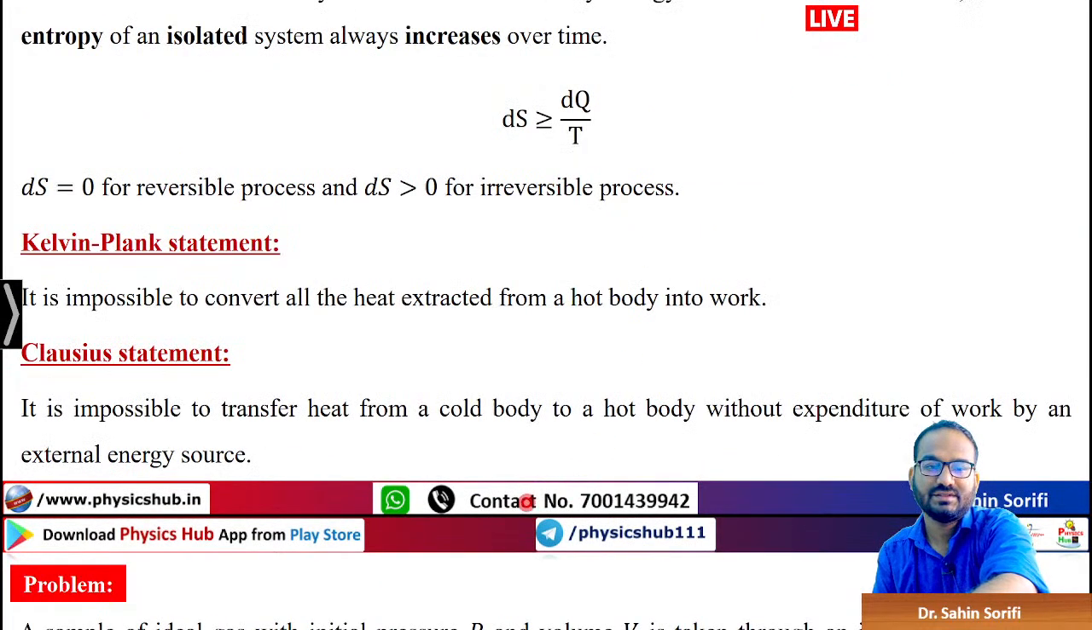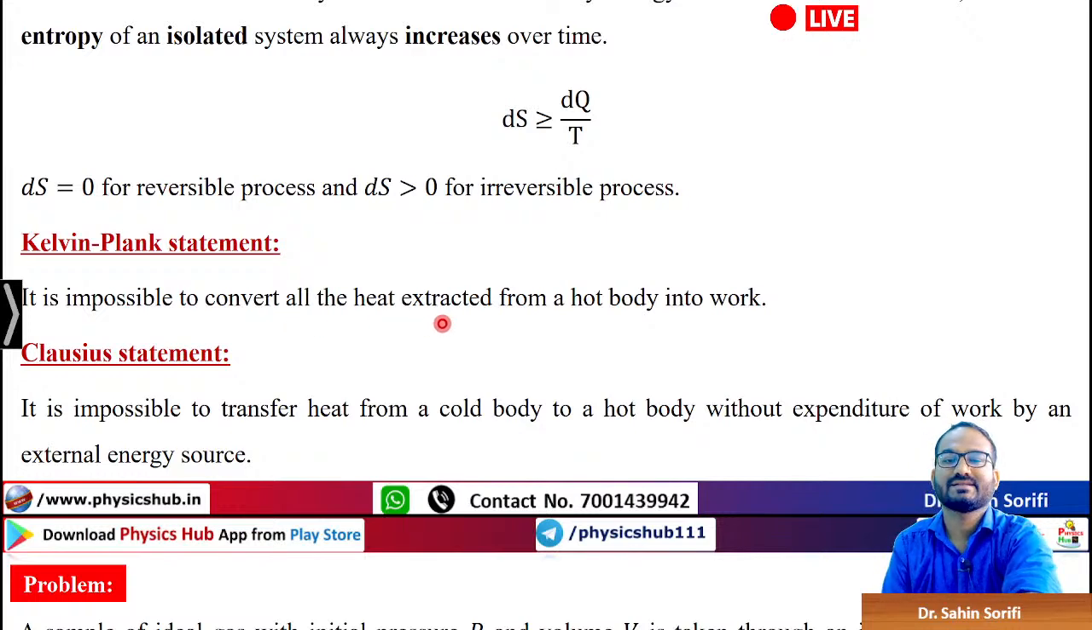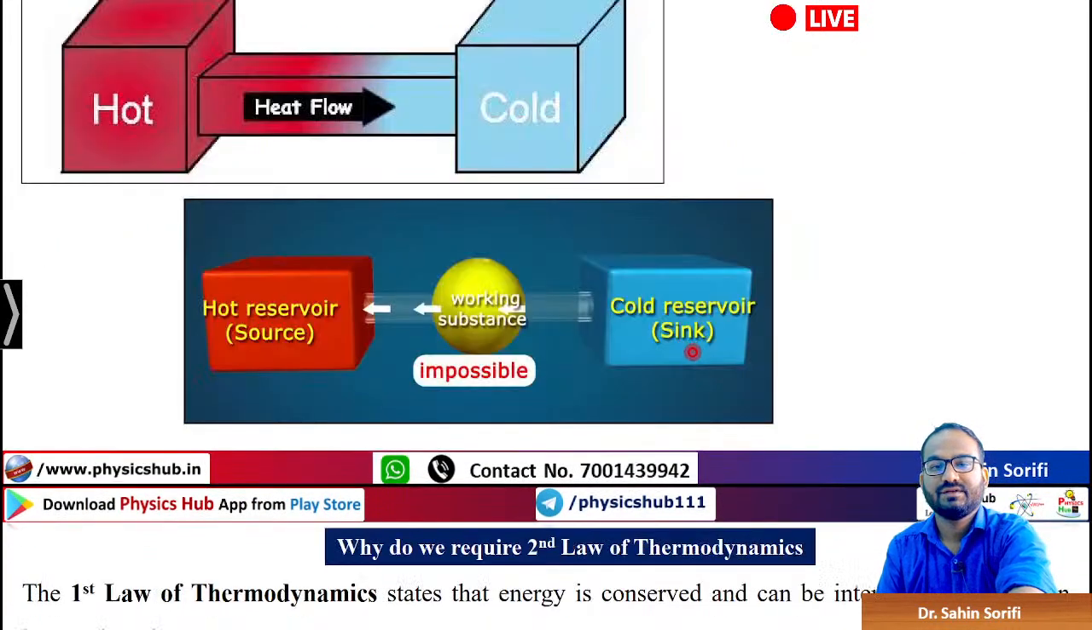So this one is given in the second law. It is impossible to convert all the heat extracted from a hot body into work. It means if you are transferring heat to some object, some heat is also wasted and goes to some other thing. It is not possible to convert 100% of the heat to work.